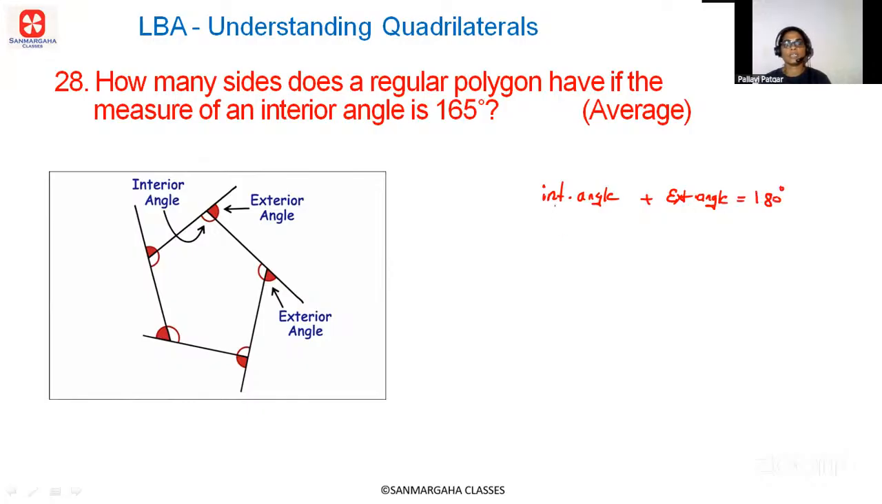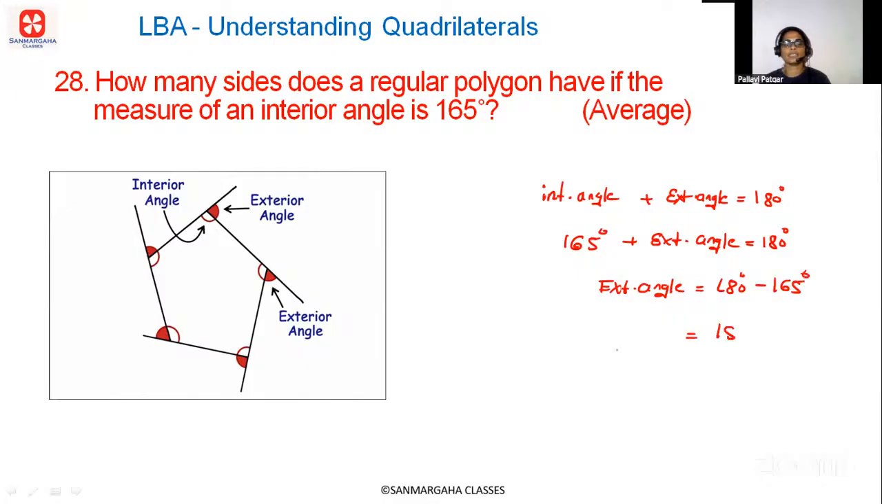So here interior angle is 165 degree plus exterior angle is equal to 180 degree. So here exterior angle is 180 degree minus 165 degree. So this is equal to 15 degree.